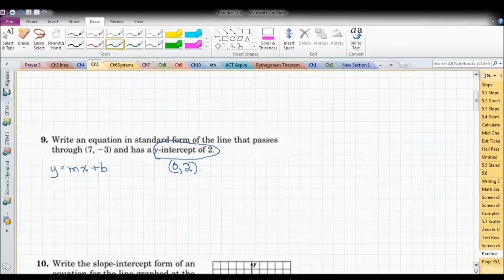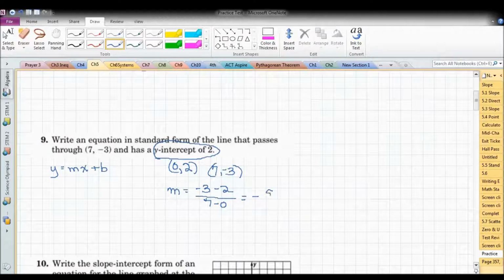So the first thing we need to do is to find the slope. Since the y-intercept is 2, we have the point at 0, 2, and we'll use these values to find the slope. So the other point will be 7, -3. Therefore, m is equal to y2, which is -3, minus y1, which is 2, over x2, which is 7, minus x1, which is 0. Therefore, our slope is -5/7.